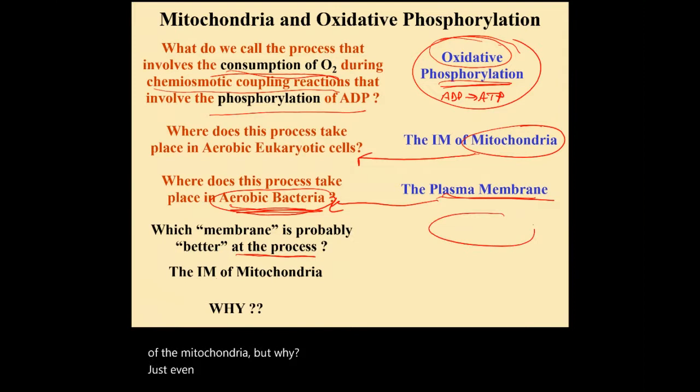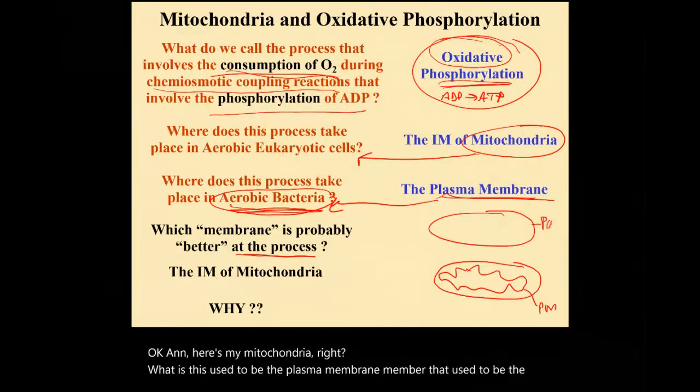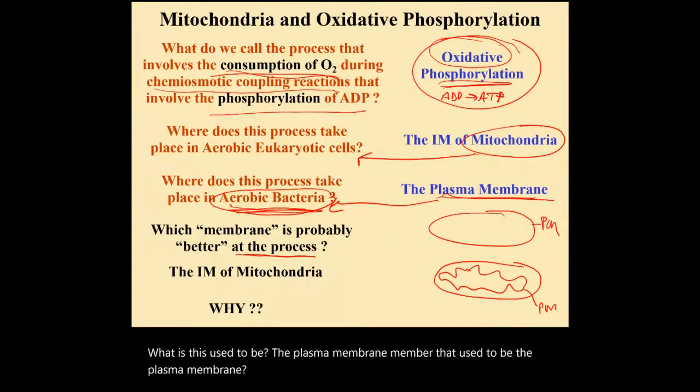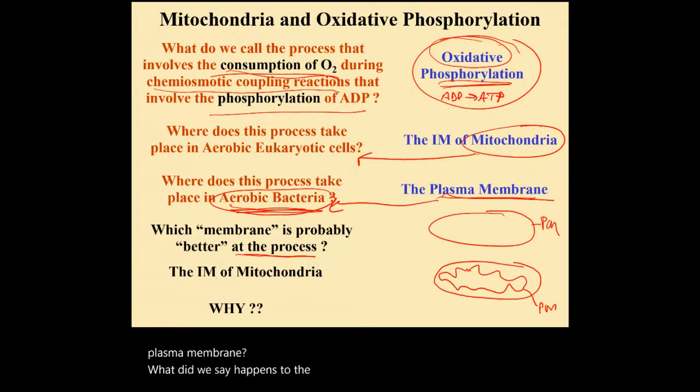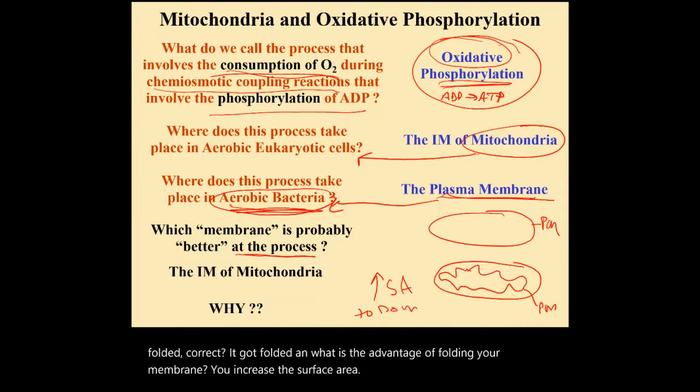Here's my bacteria, okay? And here's my mitochondria. What if this used to be the plasma membrane? Remember that used to be the plasma membrane? What did we say happens to the inner membrane of the mitochondria? It got what? Folded, correct? It got folded. And what is the advantage of folding your membrane? You increase the surface area to do more work.